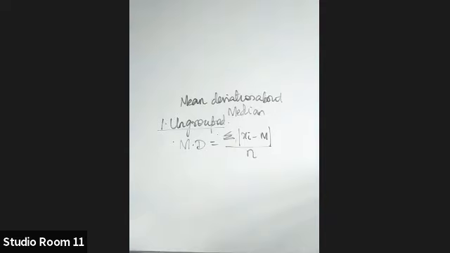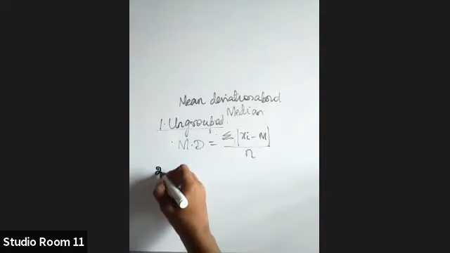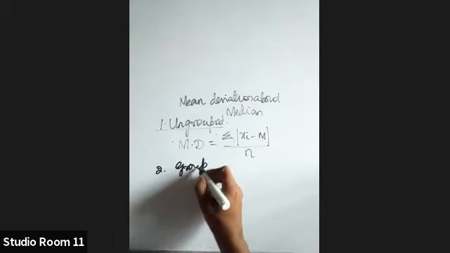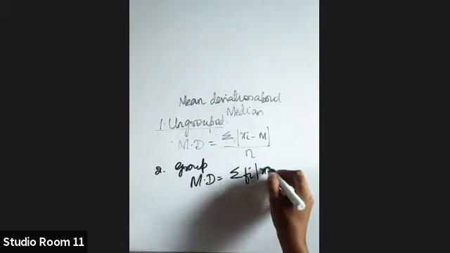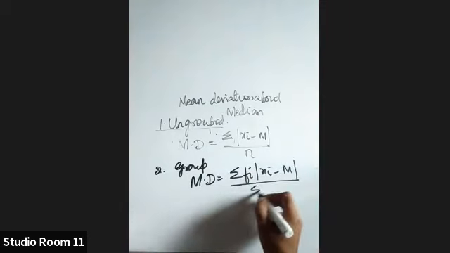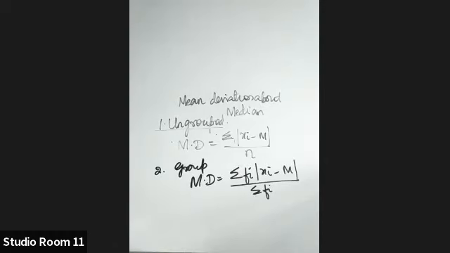What about for a grouped table? For a grouped one, mean deviation about the median is sigma fi into modulus of xi minus M by sigma fi. Median deviation only we call as quartile deviation. So write these formulas, and in the next class we will do problems based on this.